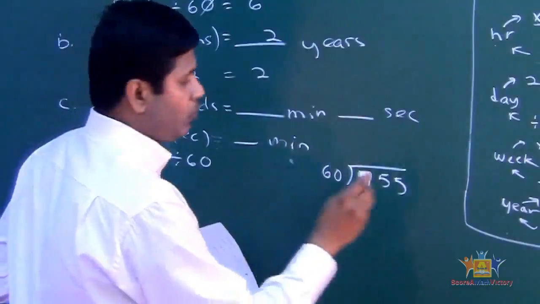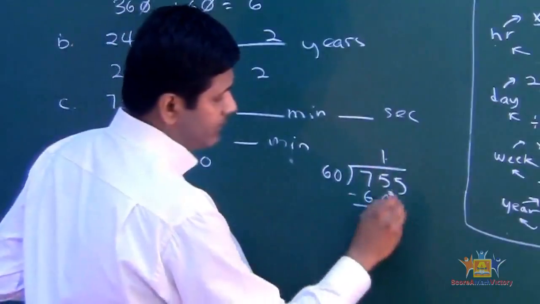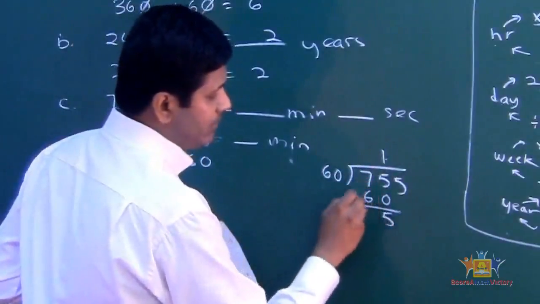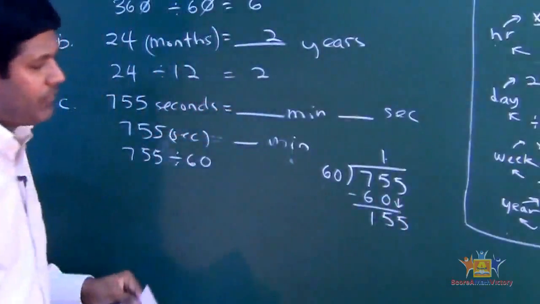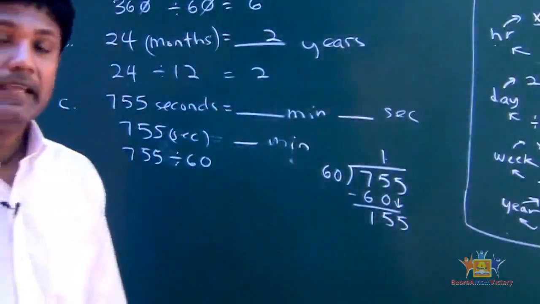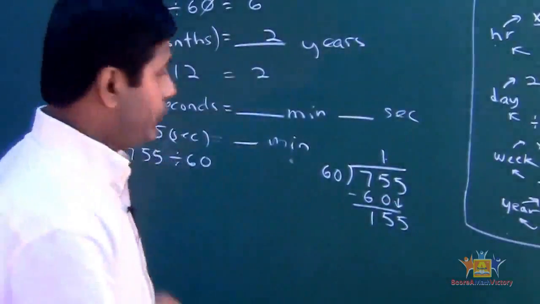In 75 there's how many 60? 1. 1 times 0 is 0. 1 times 6 is 6. Minus. 5 minus 0 is 5. 7 minus 6 is 1. And I'm going to bring the 5 down. So 155 is how many 60? Well, 2 times 60 gives me 120. See that? So I can put 2.